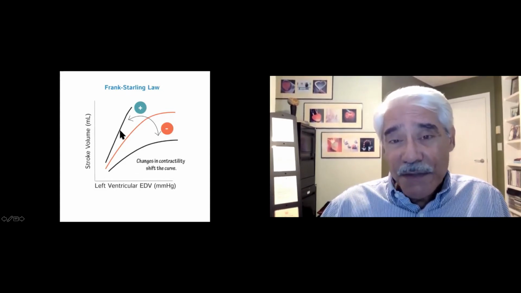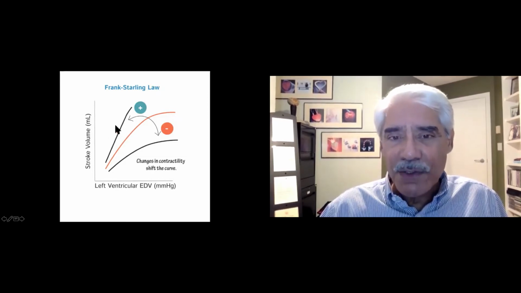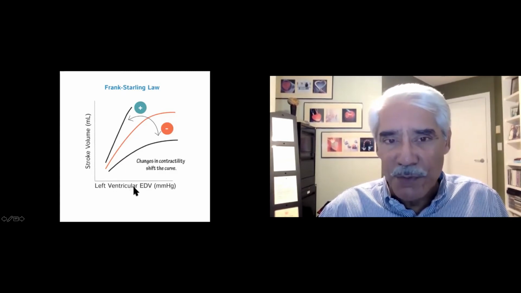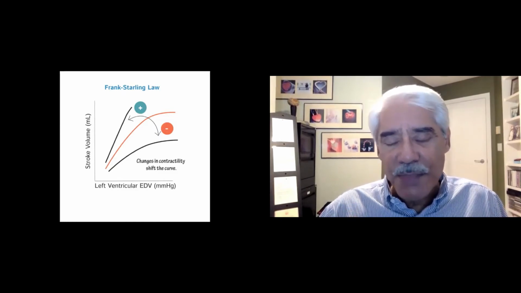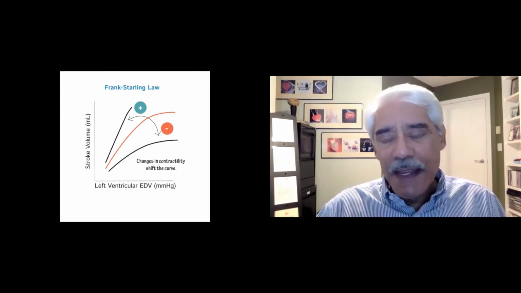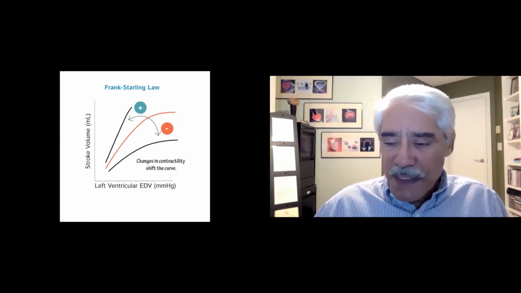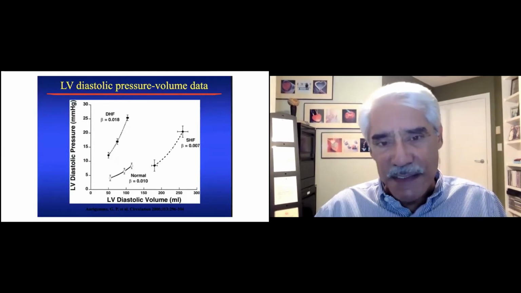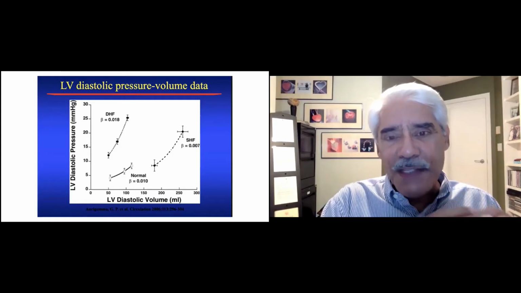But if the curve is shifted to the left, where there is increased contractility or a medication increases the contractility, then the stroke volume rises with only mild changes in left ventricular volume. So Frank and Starling understood this concept, that there was a relationship between the left ventricular volume or pressure and stroke volume. And they equated the left ventricular end-diastolic volume and the pressure as being essentially the same. Well, over the years, we have now learned that that is not the case. There is a very complex relationship between diastolic volume and diastolic pressure.